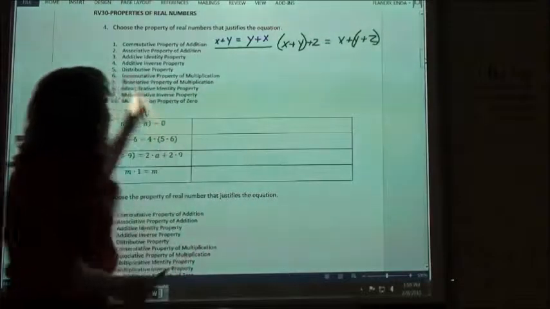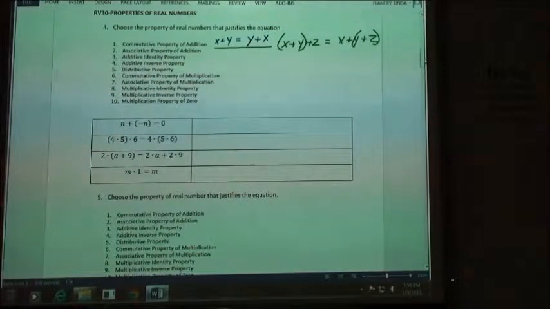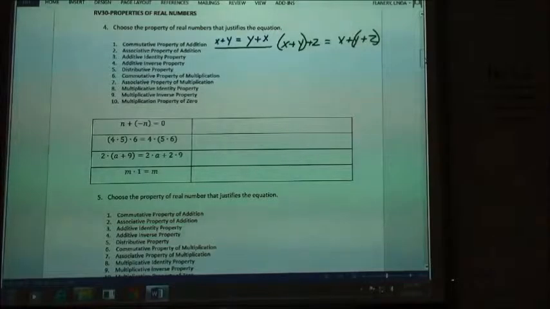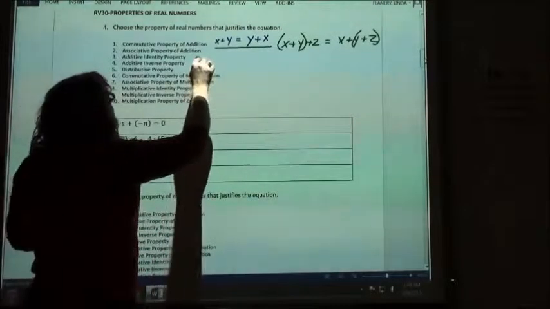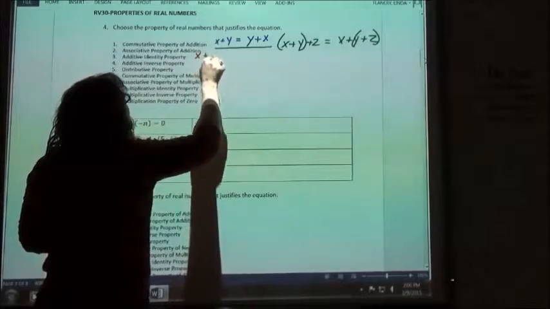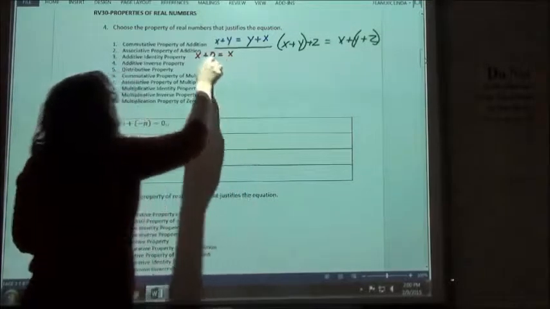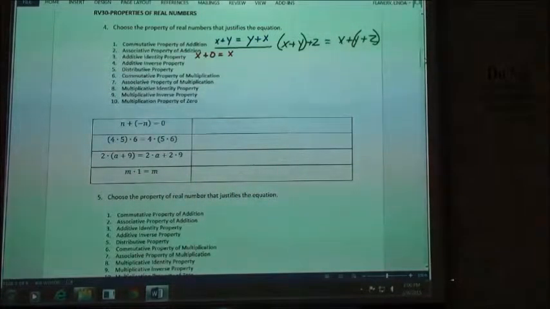Then we had the additive identity property. We said, what number can we add to a value and not change what we get? What can we add to 3 and still get 3? Well, it's adding 0 to something. So they're going to say that if I take x plus 0, it equals x. If I add 0 to something, I get the same answer.